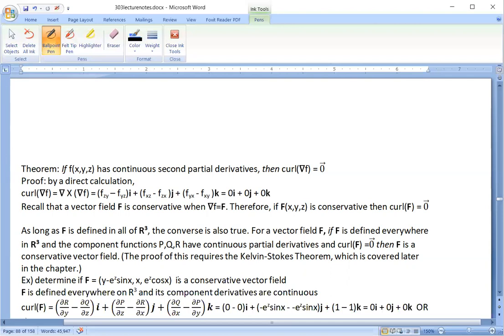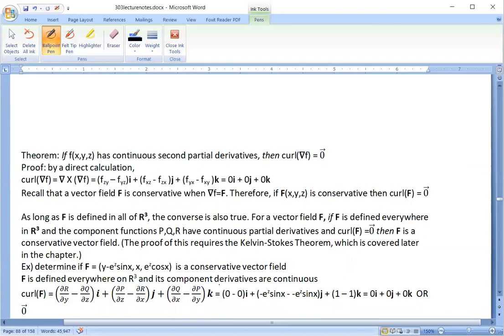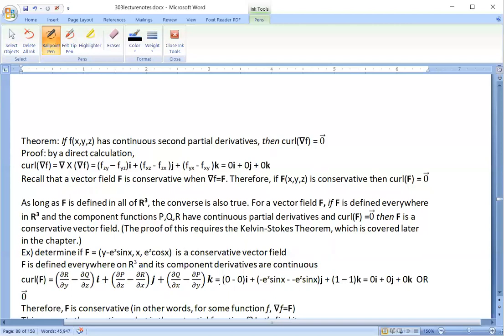And then in the third component, dQ/dx, Q is x, d/dx of that is 1, and dP/dy, P is y minus e^z sine x, d/dy of that is just 1. Third component is 1 minus 1, and that's just 0. So the curl is just the 0 vector. Therefore, vector field F is conservative. Or in other words, there is some function f so that if we take the gradient of it, we get our vector field F.